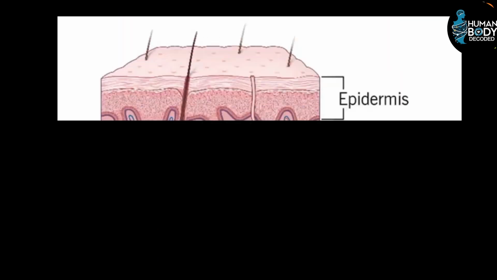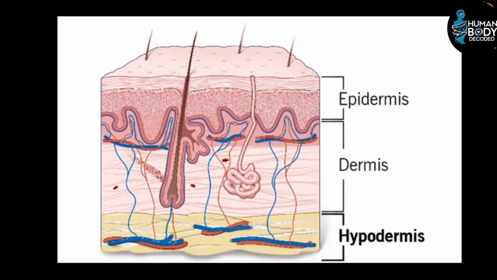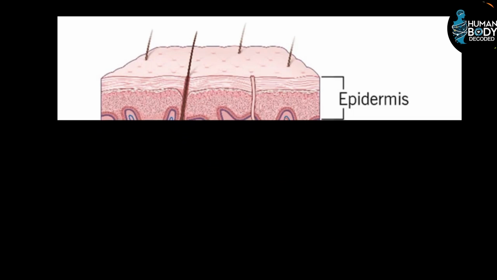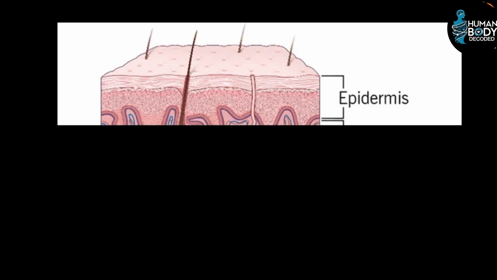Now, let's talk about the layers of the skin and the function of these layers. I have already mentioned earlier that there are 3 layers of the skin: the epidermis, the dermis, and the hypodermis. The epidermis is the outermost layer of the skin. It serves as a barrier to protect the body. That means that no harmful substances can penetrate through it.